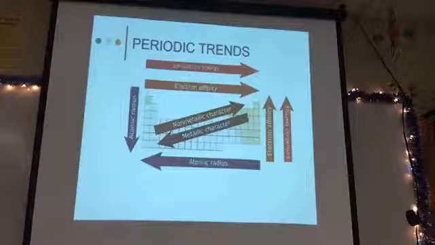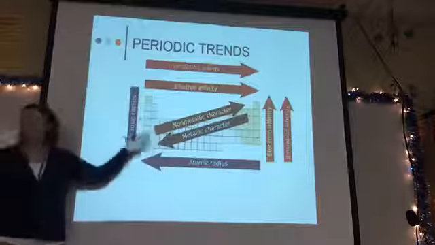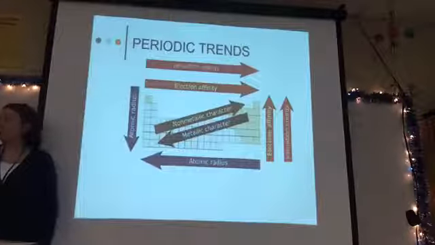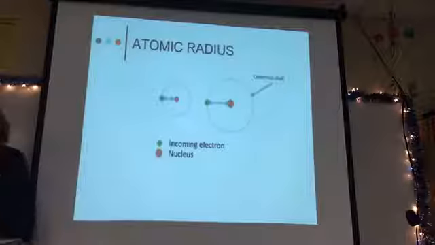So periodic trends are things that happen typically on a periodic table. Do they always happen? No. It's a trend. This is what typically happens, okay? And these are all different trends, and you're going to learn about all of them. And you're going to be able to predict things on the periodic table yourself. So first, atomic radius.